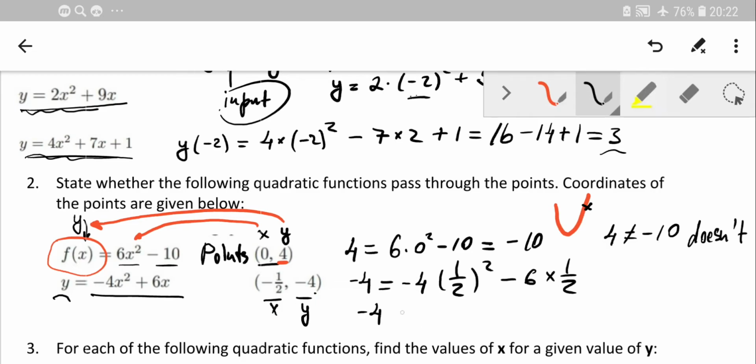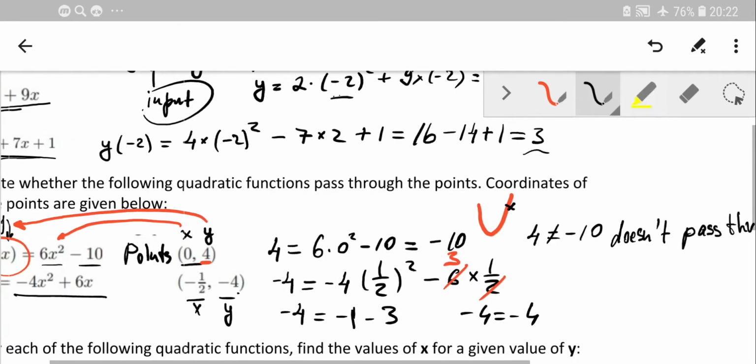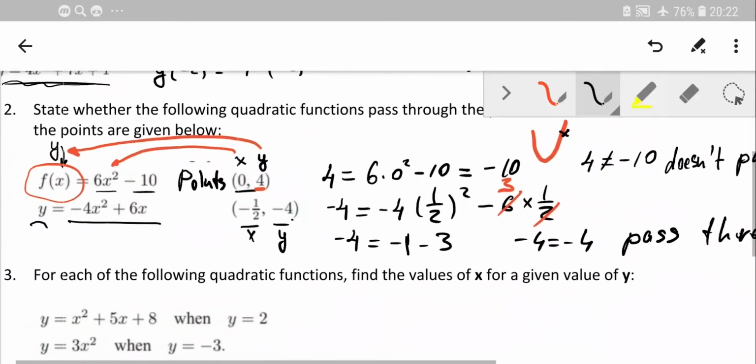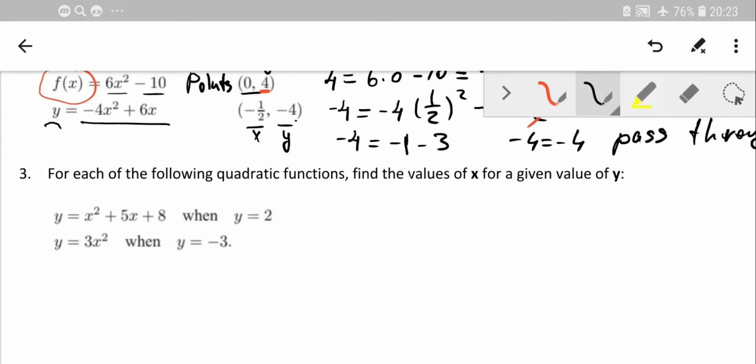We'll get negative 4 on the left hand side, and let's see, negative 4 times 1 over 4 we'll get simply negative 1, and negative 6 times 1 over 2, we'll just go and cancel that. We'll have 3 left on top, so we'll get minus 1 and minus 3. And indeed, we'll have the right equality now, so it's correct, so it passes through the point. Okay, so it's done.